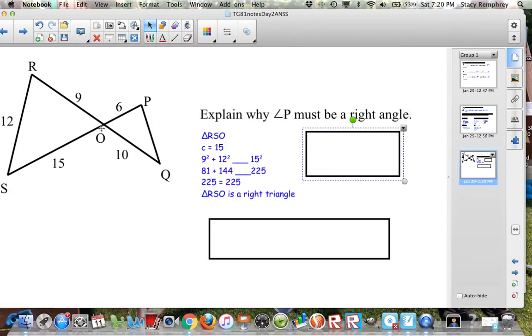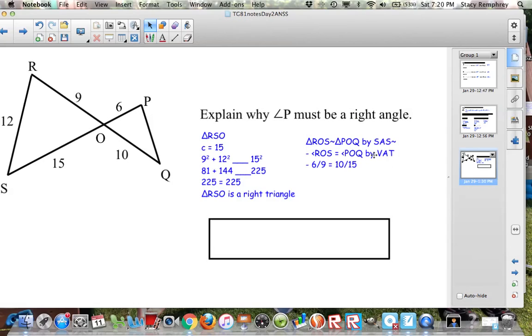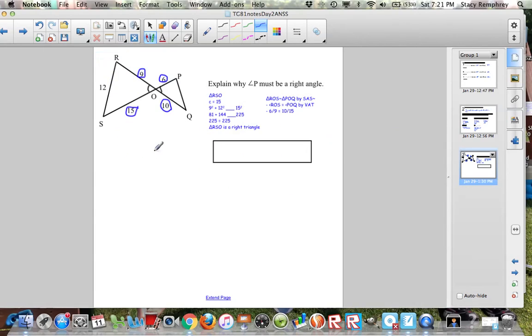Then I said, okay, these two triangles definitely aren't congruent, but perhaps they're similar, and you can prove that. We have the vertical angles here. Then if you use SAS similarity, the smaller one, 6 to 9, simplifies to a 2 to 3 ratio. And 10 to 15 simplifies to a 2 to 3 ratio. So I have the congruent angles and the same ratio, so they are similar.